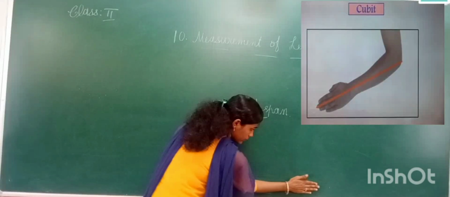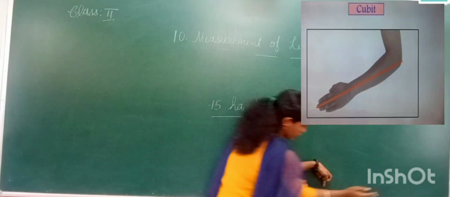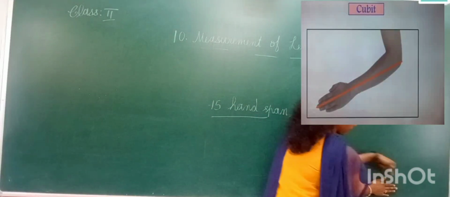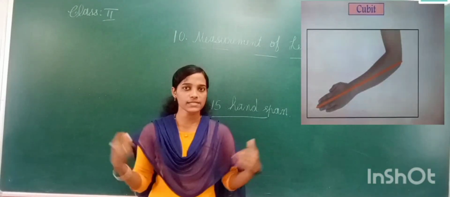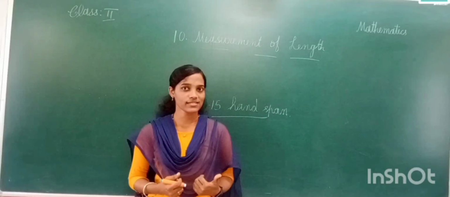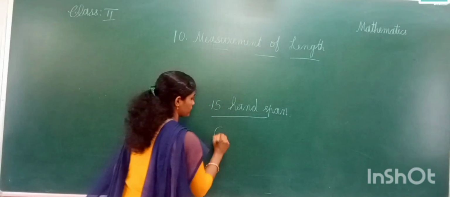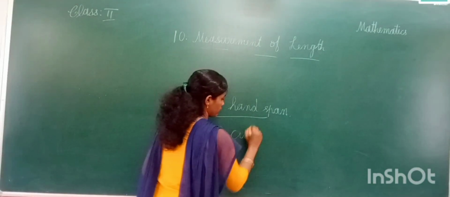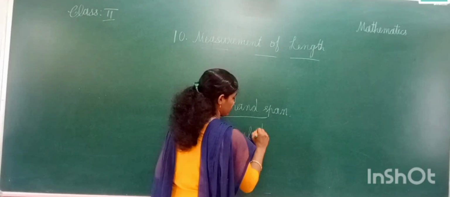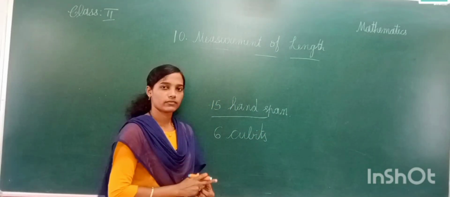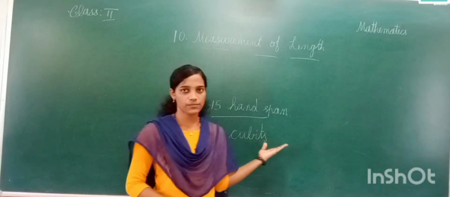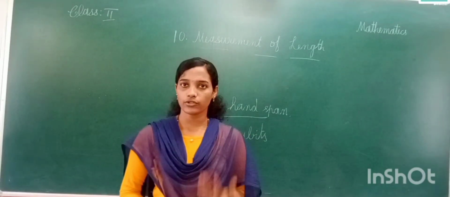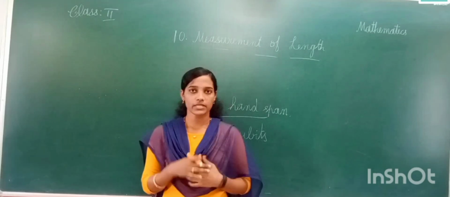4 cubit, 5, 6. So how much is the length of this board? It measures 6 cubits. So 6 cubits is the measurement of this board. So this is how we can use our cubit and measure things.